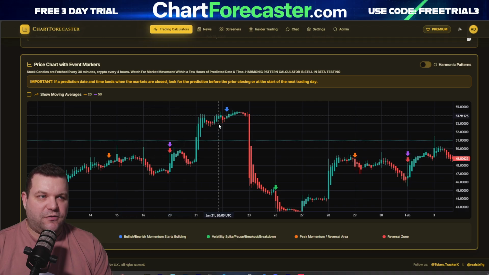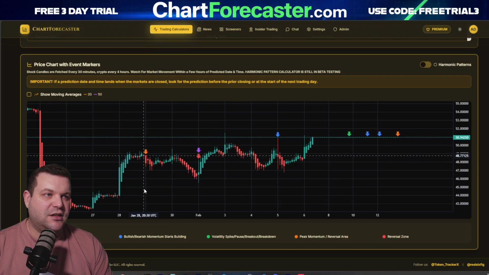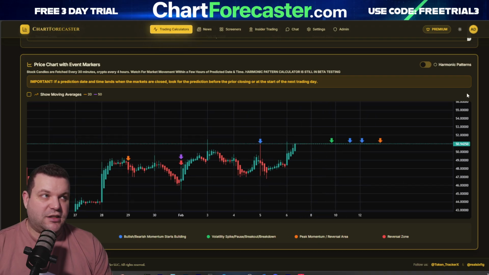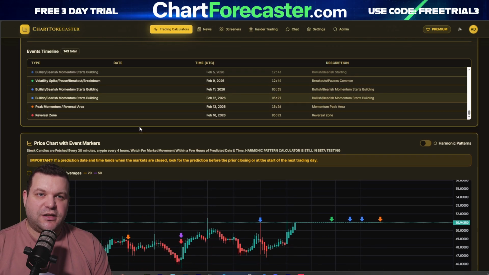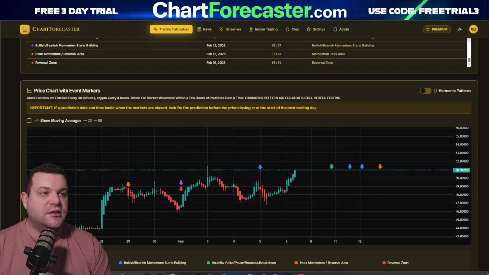Price came down, reversed, peak momentum, bullish or bearish momentum started moving, volatility, reversals, more bullish and bearish momentum starts building, and it basically lets you know 10 days out in advance. Once it makes a prediction, this prediction does not change under any circumstance. It places the marker on the chart and it's off to the races.